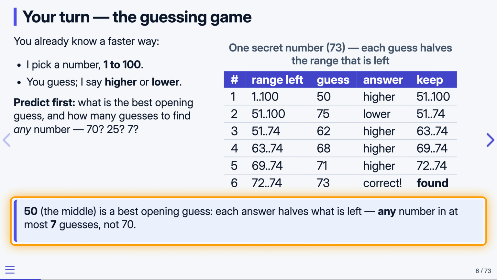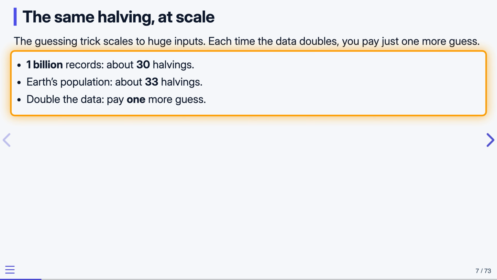So the best first guess is 50. Whatever I answer, you drop half the numbers. Halve and halve again, and you find any number in at most 7 guesses. Not 70, just 7. The same trick scales up. 1 billion records take about 30 halvings. The whole population of Earth takes about 33, and each time the data doubles, you pay just one more guess.